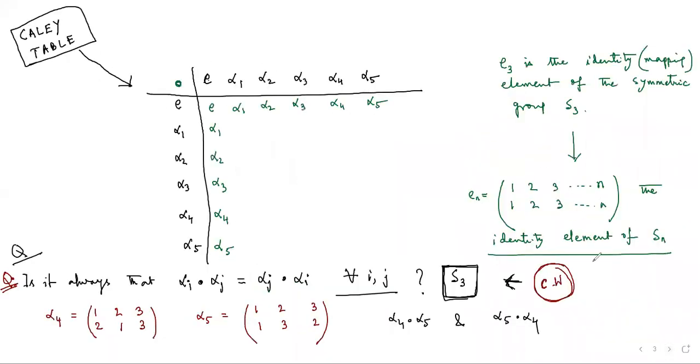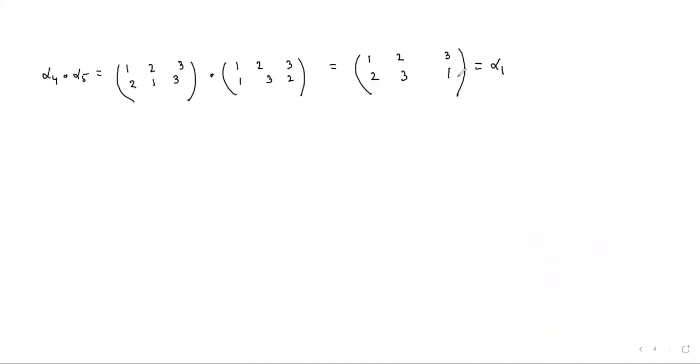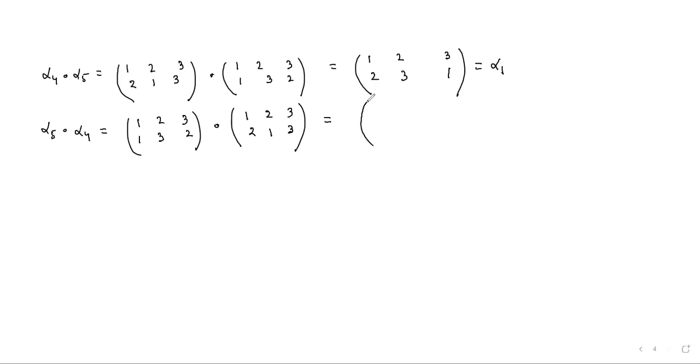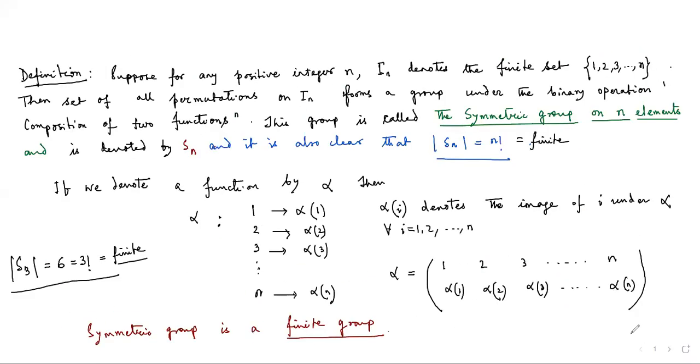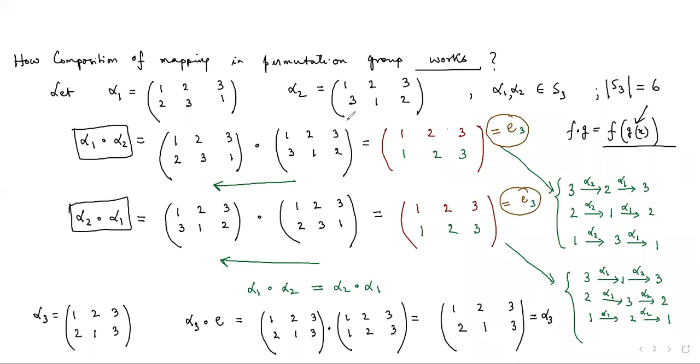We named 2, 3, 1 as alpha 1 in our previous example. So after taking the composition of alpha 4 dot alpha 5, we are getting alpha 1. Okay. What happens if I do this? So 3 goes to 3 and 3 goes to 2. 2 goes to 1 and 1 goes to 1. 1 goes to 2 and 2 goes to 3. Something different is coming. 3, 1, 2. We denote 3, 1, 2 by alpha 2.